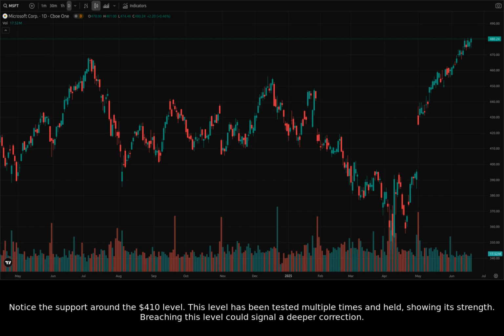Notice the support around the $410 level. This level has been tested multiple times and held, showing its strength. Breaching this level could signal a deeper correction.